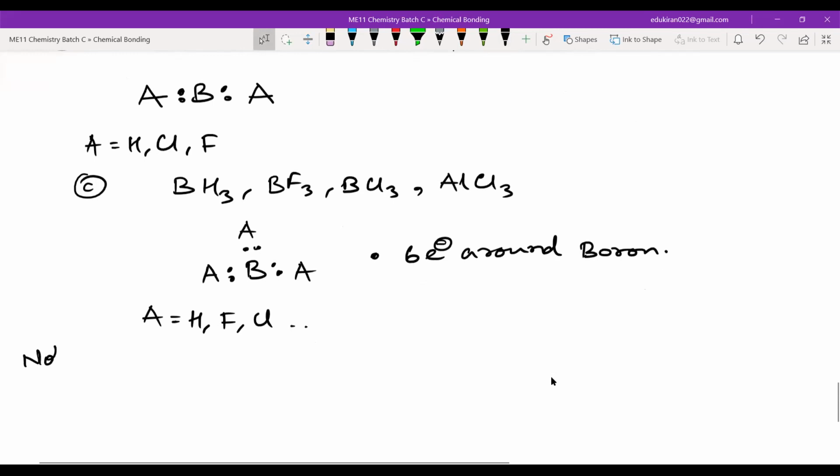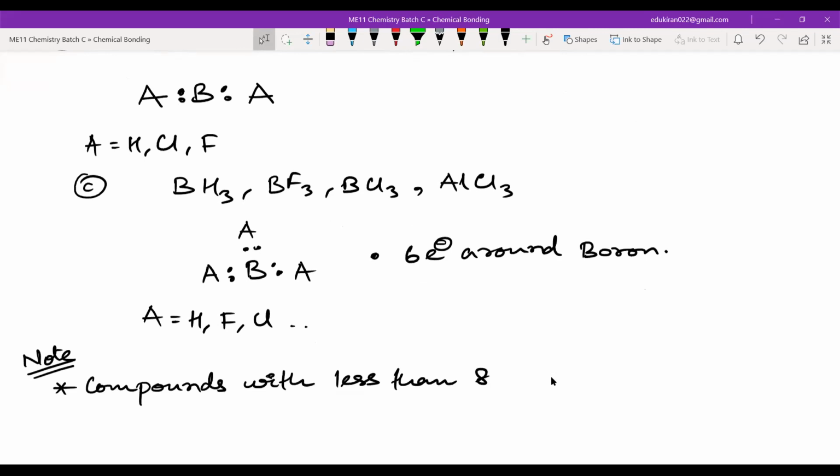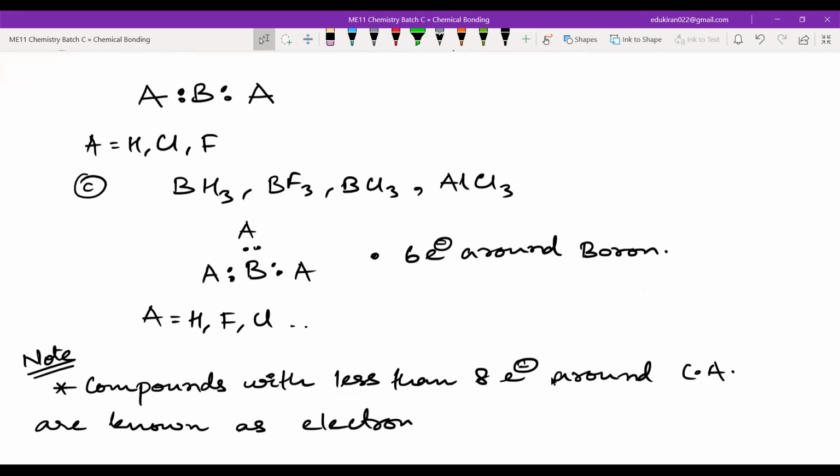Please write a note. Compounds with less than 8 electrons around the central atom are known as electron deficient compounds.